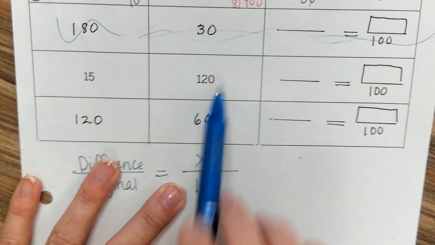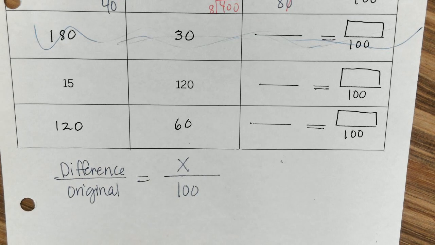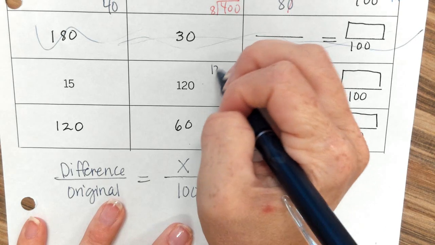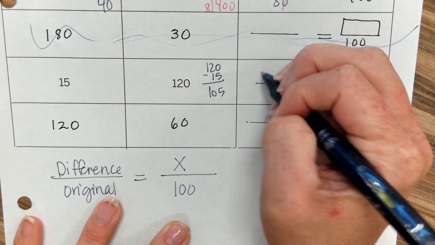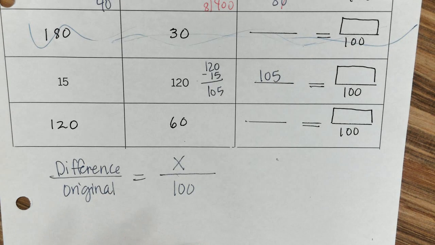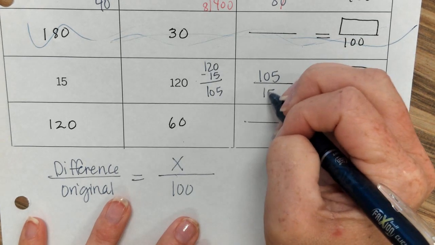Okay, skip the next one. Let's go to this one. It was $15. It's now $120. Y'all do realize this is how they do it. Stores go buy stuff at wholesale cost, and then they jack the prices up when they put them in their stores, yes? All right, so it was 15, it's now 120. What is the difference of 120 and 15? 105. So that goes on top. What goes on bottom? The original number.